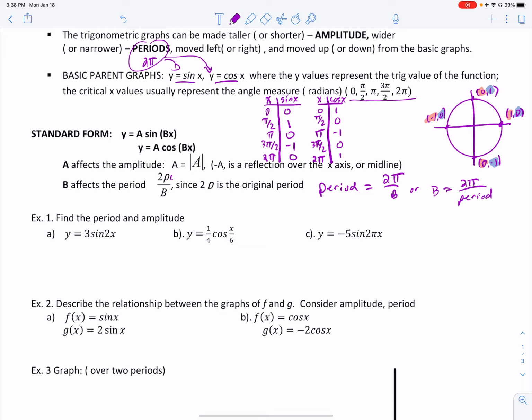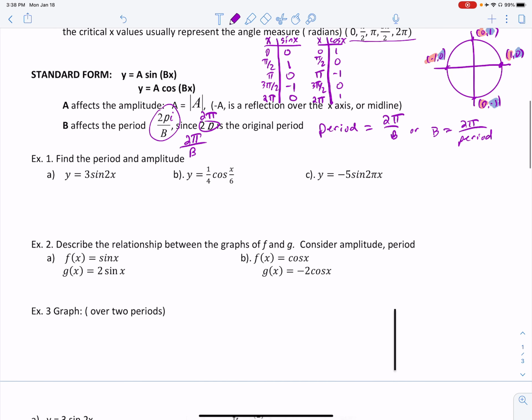And by the way, this is supposed to be pi, so it's supposed to be 2 pi divided by b. It just got substituted, and this is supposed to be 2 pi. Didn't catch those changes when we saved it to a PDF. Sorry about that.